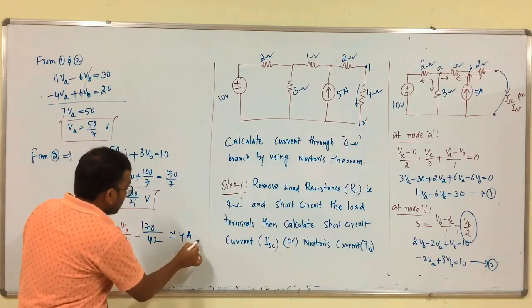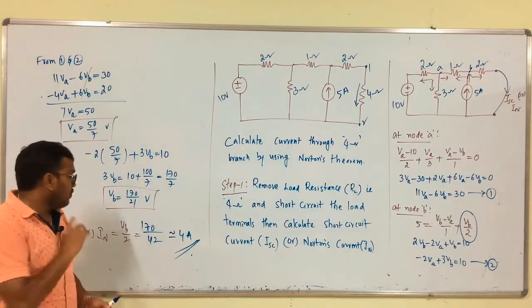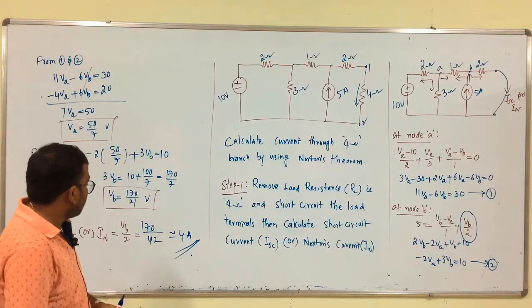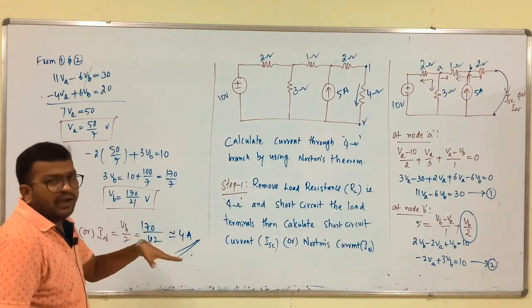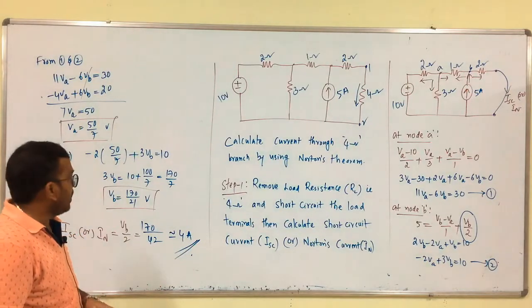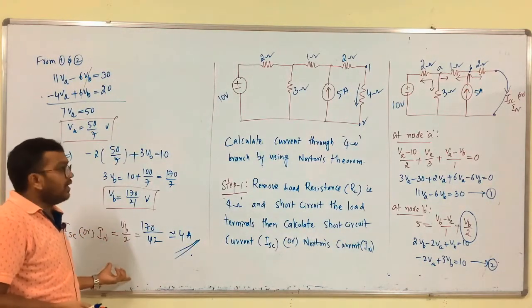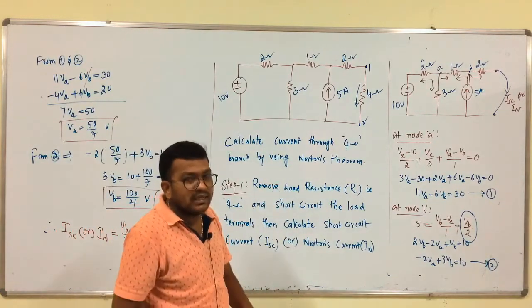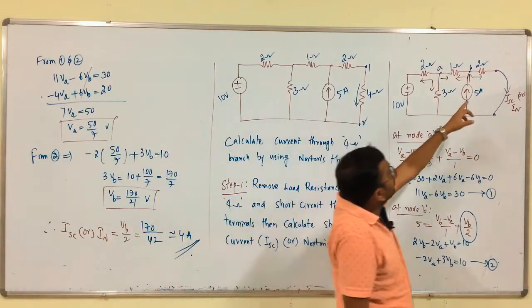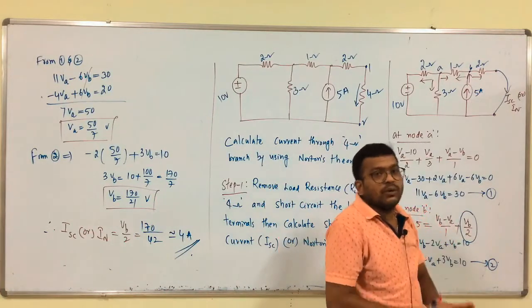Okay. Approximately we will get ISC as 4 amps, that is 42 into 4, approximately 168. Here we have 170. So, 4.0, like that we will get. This is the value of short circuit current through that branch. So, what is step 1? We have to remove that load resistance and short circuit those two terminals and calculate the short circuit current.